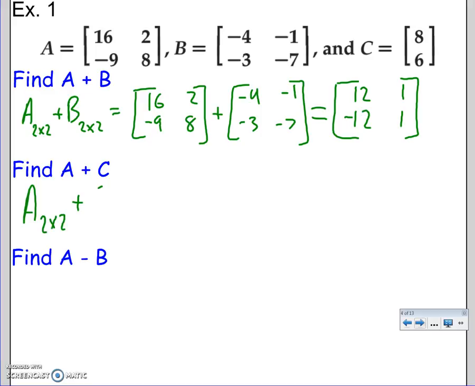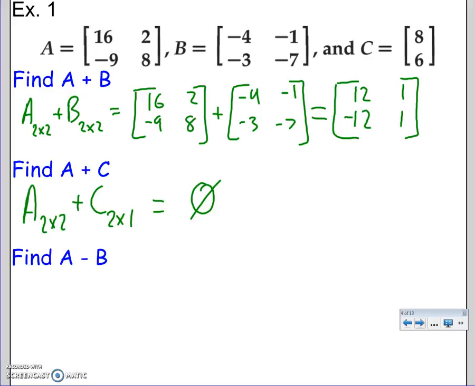Alright, the second one, again, A is a 2 by 2. And we're trying to add C, which is 2 rows, 1 column, 2 by 1. Now they are different sizes, so this is not possible. No solution there. If you tried, you wouldn't know what to add to A's 2 and 8, because C only has the top left, bottom left. It doesn't have a second column of numbers.